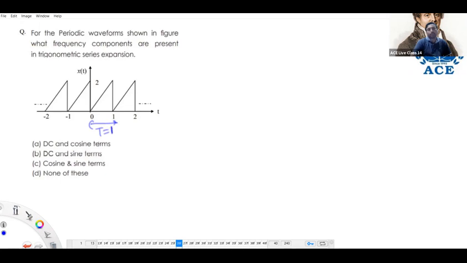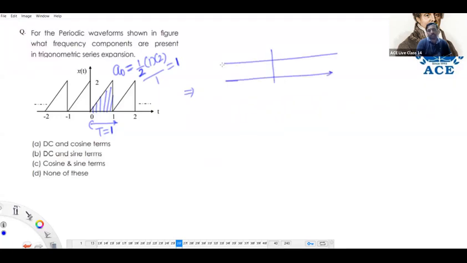If you subtract the DC, then you can observe the symmetry in an easy manner. What is the DC value of this? The area of the triangle is half base times height, divided by the fundamental period 1. So if I subtract 1 from the graph, the graph is going to appear like this.